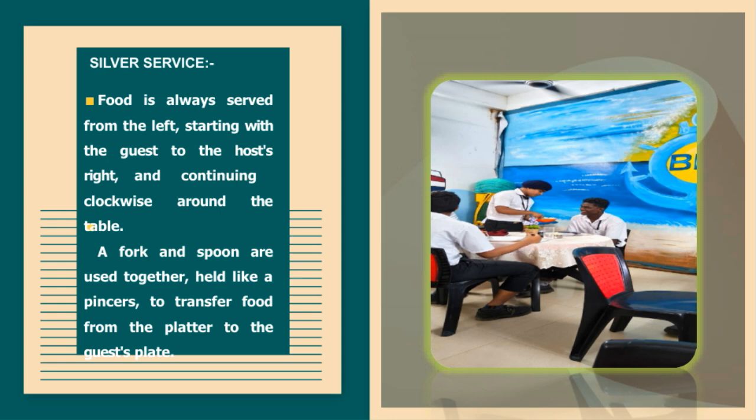Next, I want to highlight the use of the fork and spoon. These utensils are used together, held much like pincers, to transfer food from the platter to the guest's plate. This technique helps maintain the presentation and keeps the service refined and professional. Understanding these key points is essential because they reflect the level of professionalism and attention to detail that silver service demands.